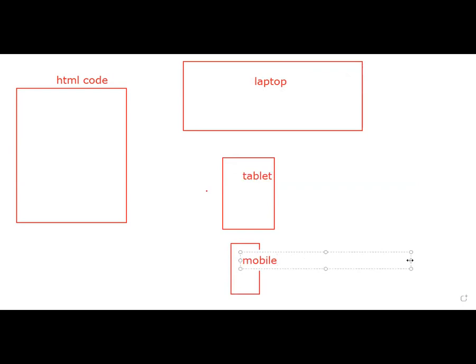Now, what is the meaning of working on tablet, working on mobile, and working on laptop? Each and every device has its own width. Laptop is comparatively quite bigger than tablet. Tablet screen is quite bigger than mobile. So whatever HTML code I'm writing here, it should get adjusted accordingly to the device. If I'm using laptop, it should be adjusted accordingly. If I'm using tablet, it should be adjusted accordingly. If I'm using mobile, it should be adjusted accordingly to mobile.